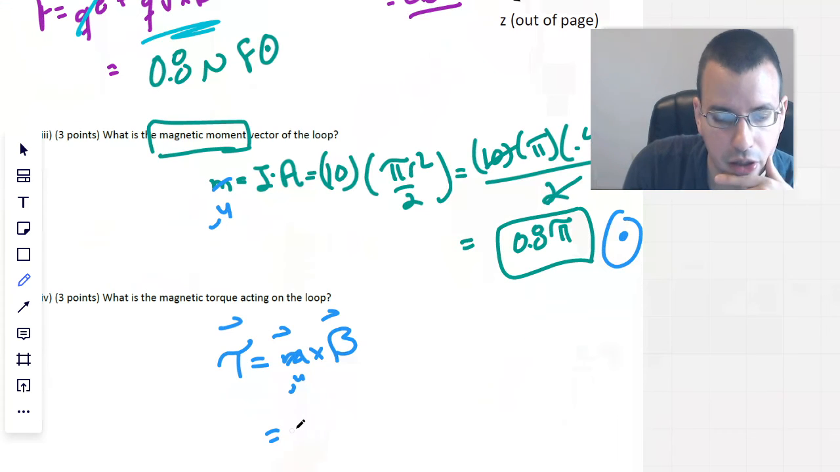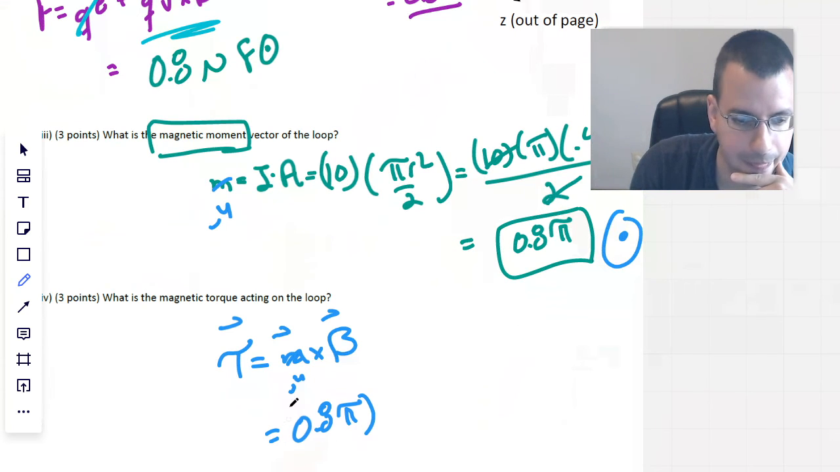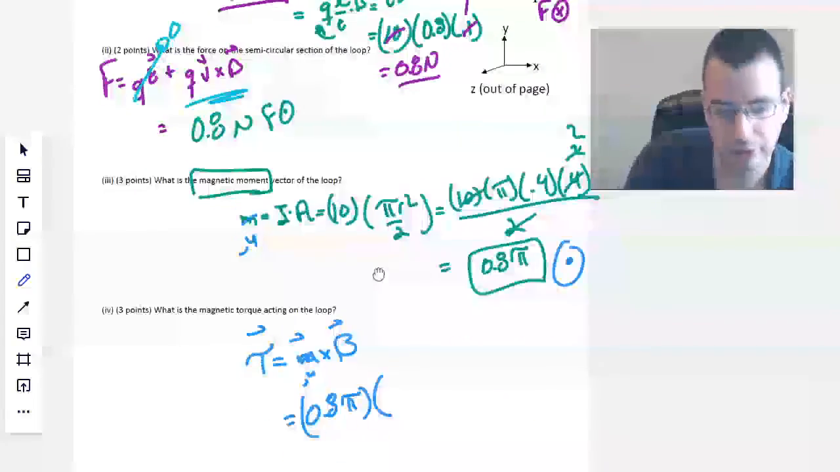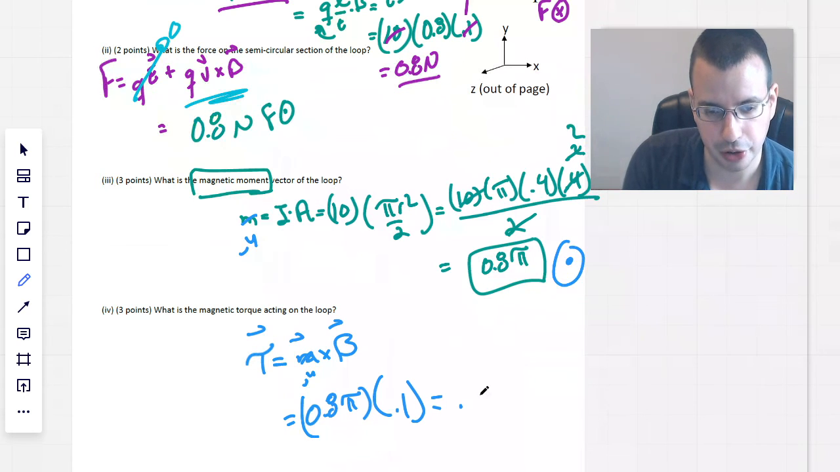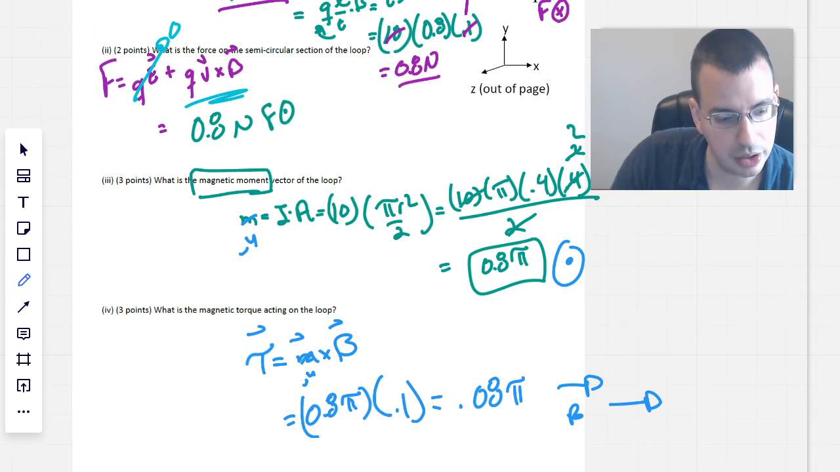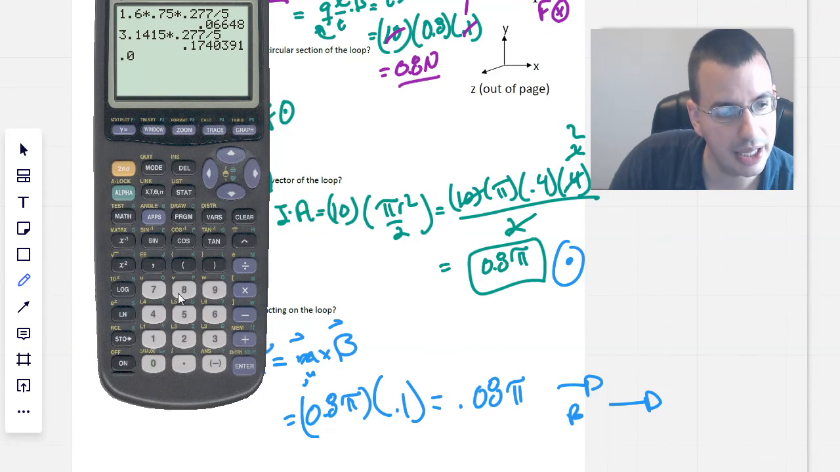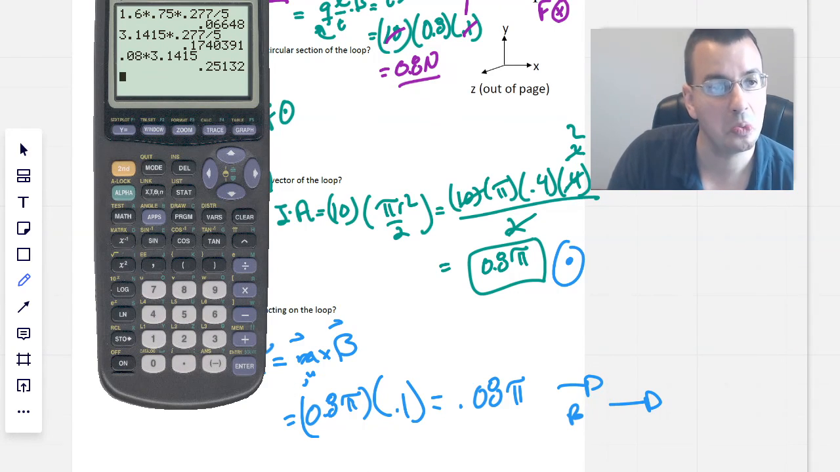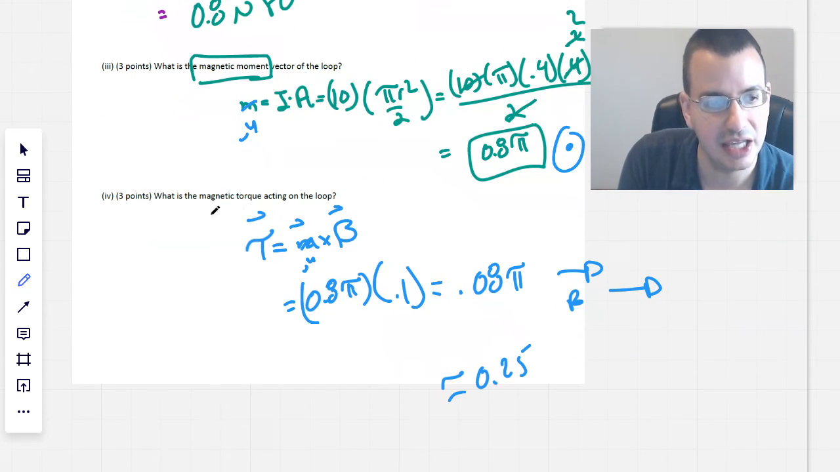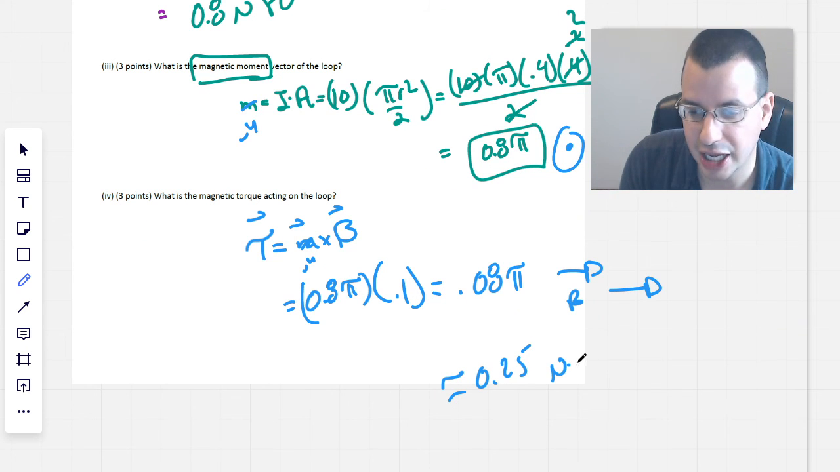So this will be 0.8 pi times magnetic field, which we already know is 0.1. 0.8 pi times 0.1 equals 0.08 pi. And this will be to the right, that direction. I'll get a calculator real quick: 0.08 times 3.1415 is about 0.25. About 0.25, and then the torque will be newtons times meters.